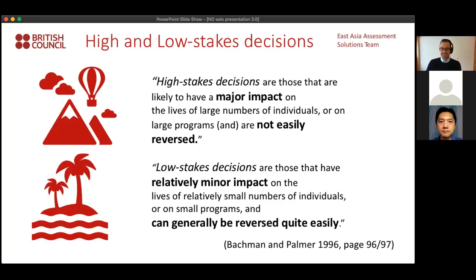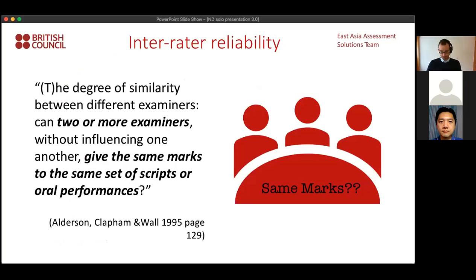Let's look at stakes, high and low first. According to these definitions from Bachman and Palmer, the key differences are those of the impact of decisions made and the ease with which these decisions can be reversed. So for high stakes decisions, there are major impacts and the decisions are not easily reversed, and the opposite is true for low stakes decisions, in that they are relatively minor impact and can generally be reversed quite easily.